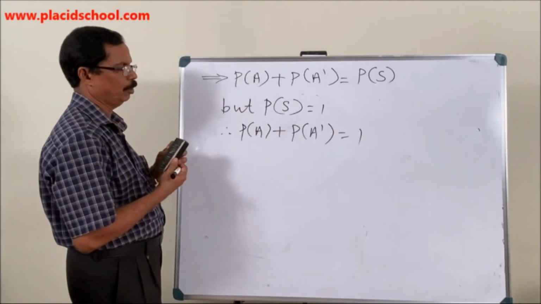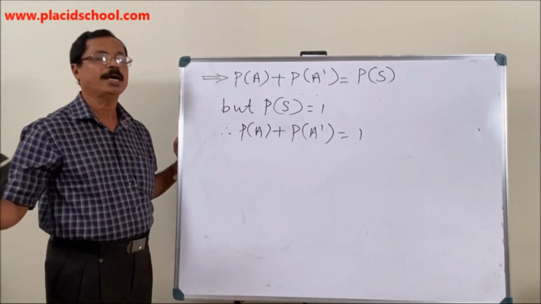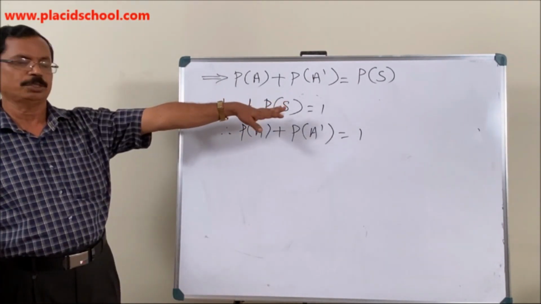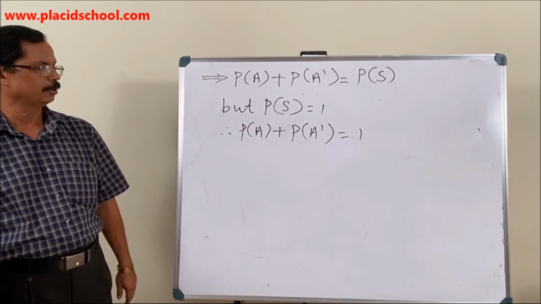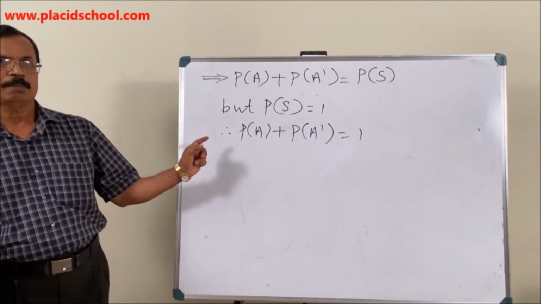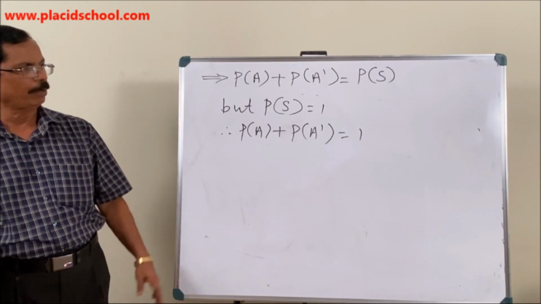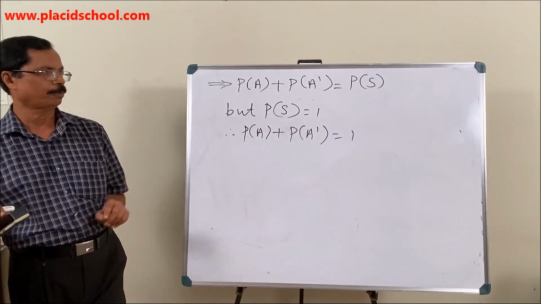That is the total probability. The probability of an event and its complement is always equal to 1. Remember that, it is very important. Probability of an event plus probability of its complement is equal to 1. That is the total probability.